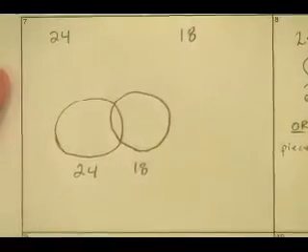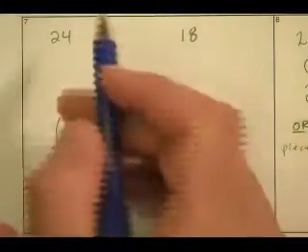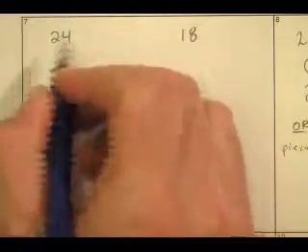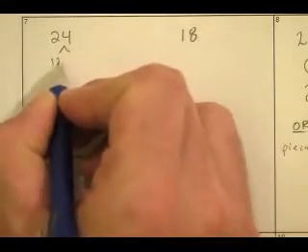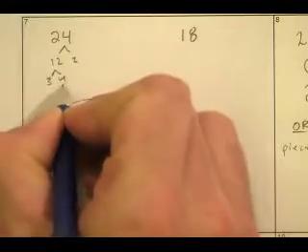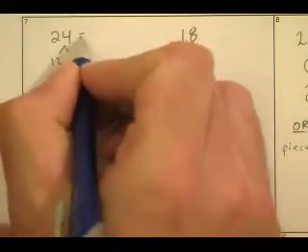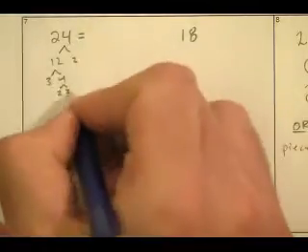I want to break it down. I want to do this prime decomposition, meaning I want to break this down to its prime factors. So I'll use a factor tree. 12 times 2, 3 times 4, 2 times 2. And I find out that 24 equals 2 times 2 times 2 times 3.